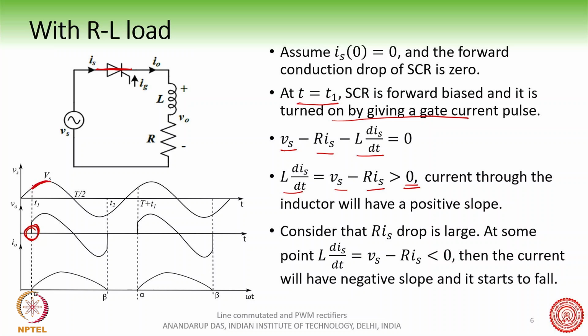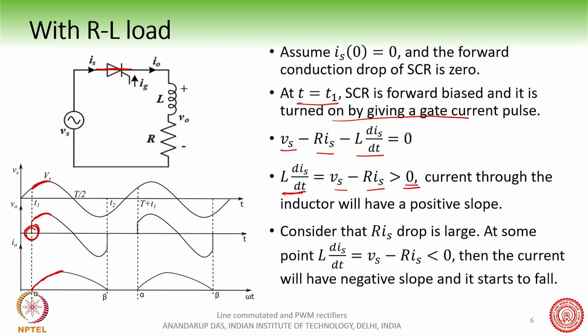Because it's a sinusoidal voltage source, the instantaneous magnitude of the voltage Vs is increasing, so this L di/dt value will go on increasing, and we will find that the current is also increasing. This is the waveform of the current, and the current will go on increasing.